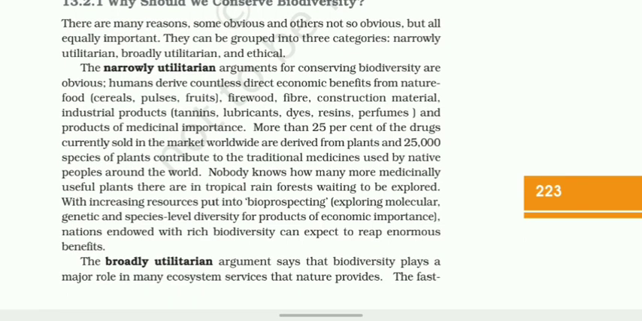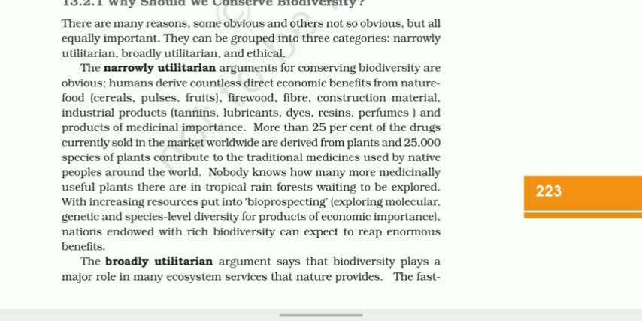The narrowly utilitarian arguments for conserving biodiversity are obvious. Humans derive countless direct economic benefits from nature: food, firewood, fiber, construction material, industrial products, and products of medicinal importance. More than 25% of the drugs currently sold in the market worldwide are derived from plants, and 25,000 species of plants contribute to the traditional medicines used by native people around the world.